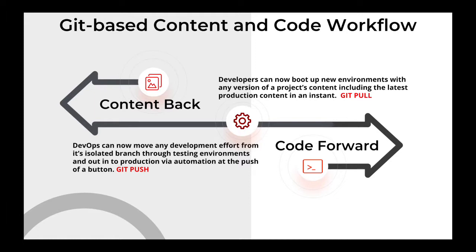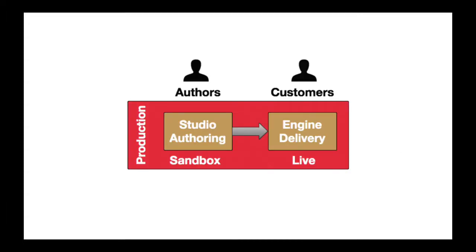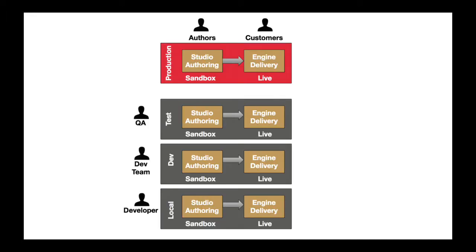A major part of the solution is Crafter's Git-based content and code workflow and automation support. We call it our code-forward content-back process. In Crafter, authors work in their production authoring environment to create and manage content in Crafter Studio and then approve and publish it to their dynamic content delivery engines. To support technical innovations such as new features and integrations, DevOps teams have to maintain multiple environments, and these environments can vary from one organization to another.